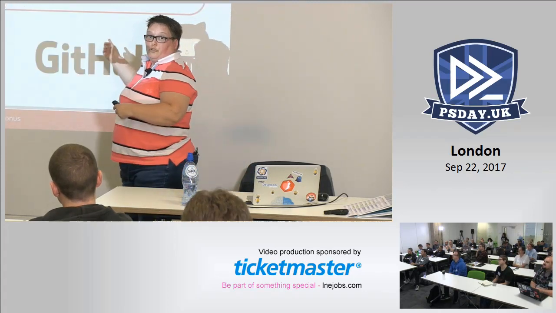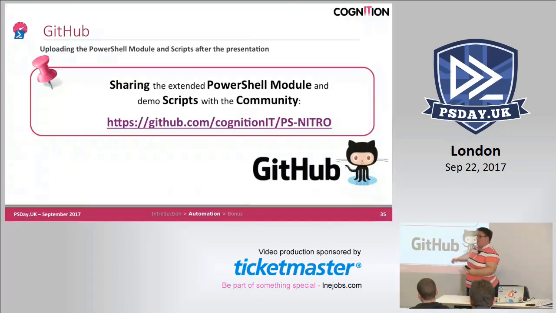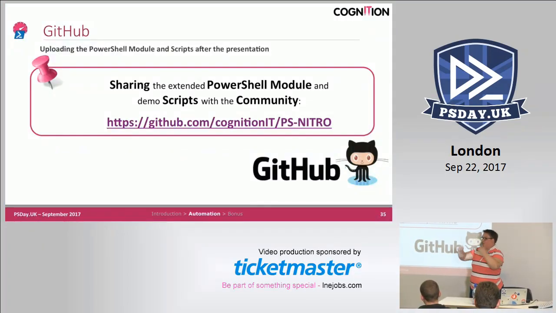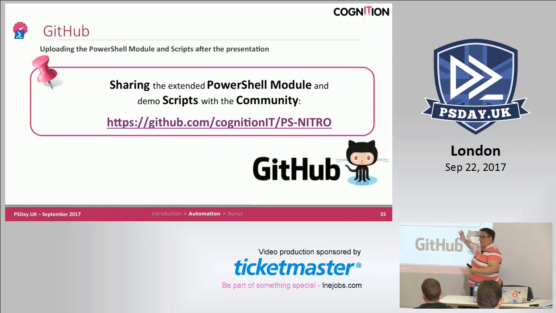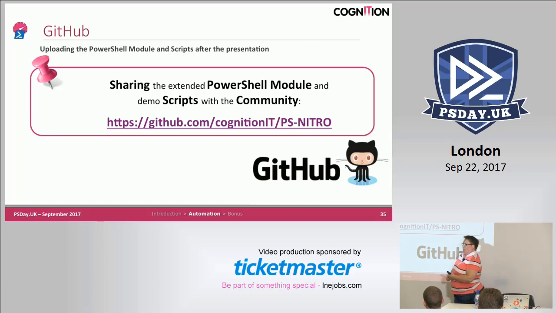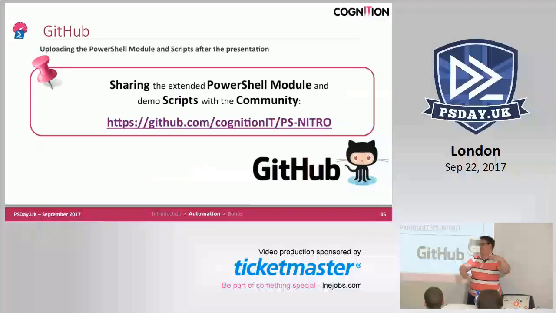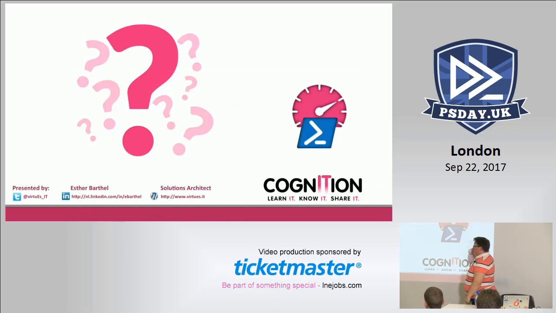So for those of you that would like to use the NetScaler module, I made a repository on GitHub. Still figuring out how that all works, so I'll probably have to ask Chrissy again. But you can download all the scripts, and I'll make sure that I add a branch for PSDUK after this session, and then upload the demo scripts there as well.